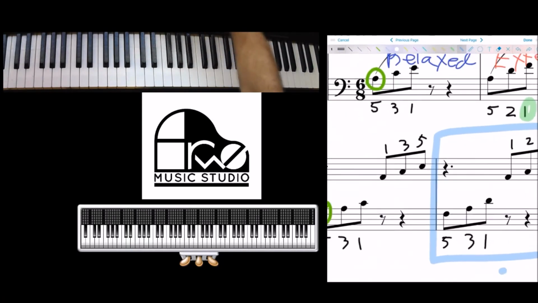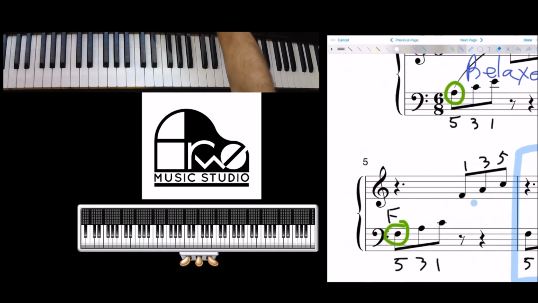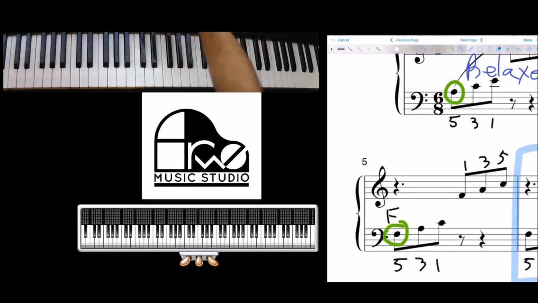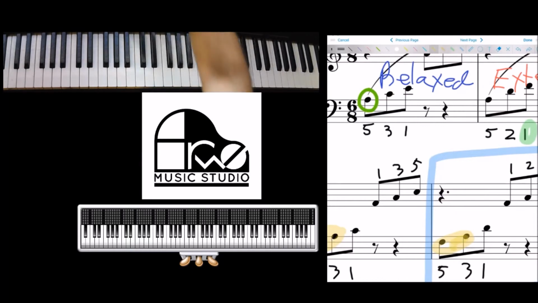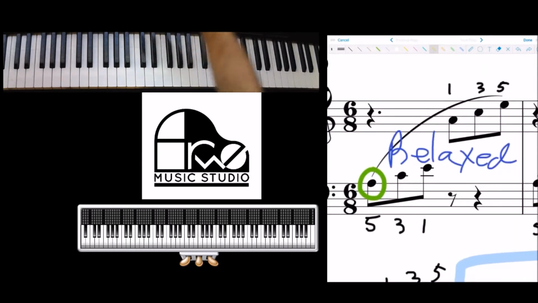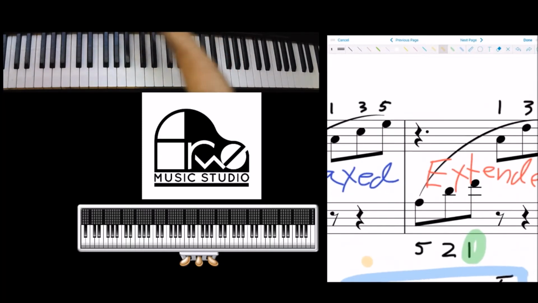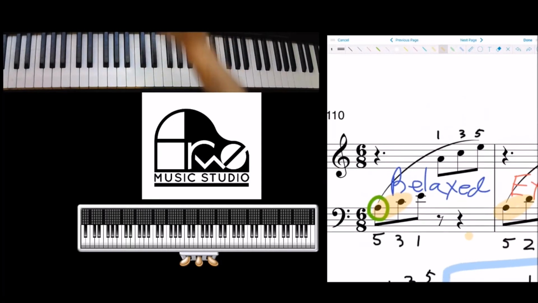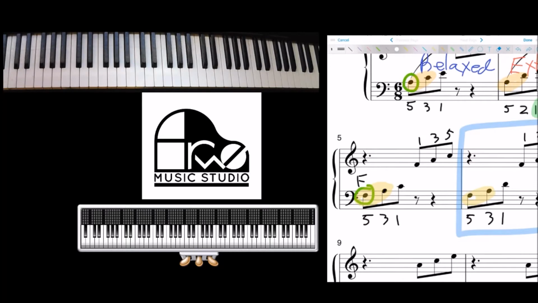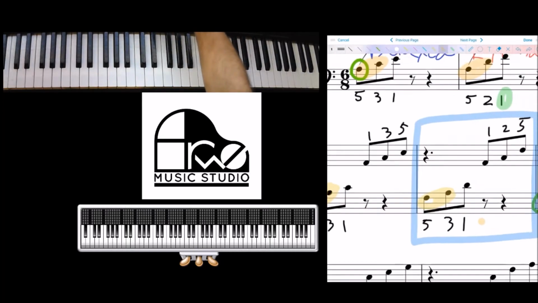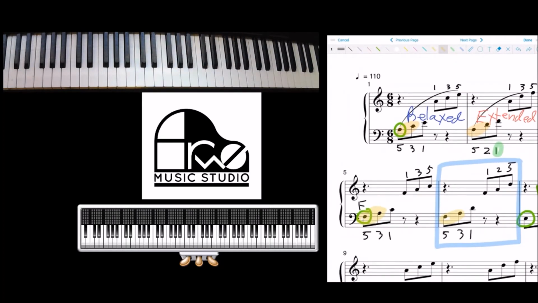Okay, because notice that these two notes here stay the same, whereas usually if you look up in measure 1, these two notes don't stay the same. It changes here. Okay, those are not the same, but here in measure 5 and 6 they are the same. All right, so it's 5 3 1 1 2 5 in measure number 6. So make sure you see that.